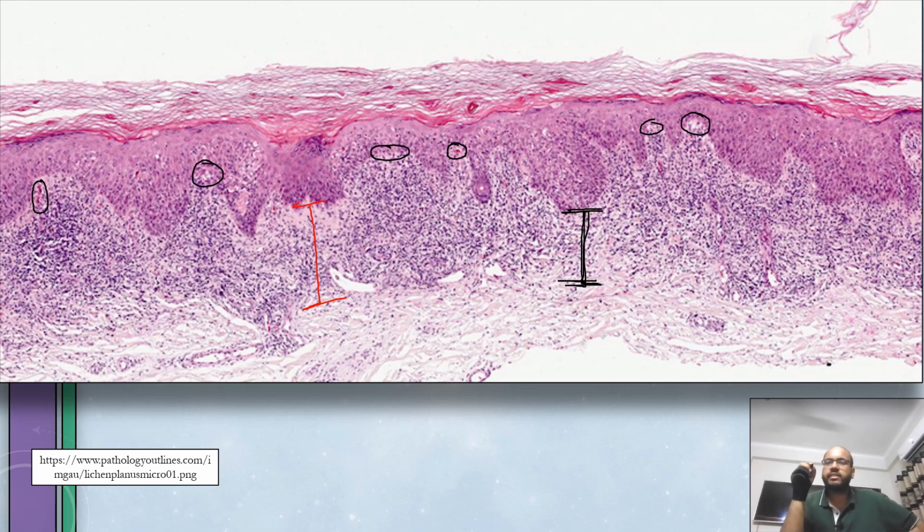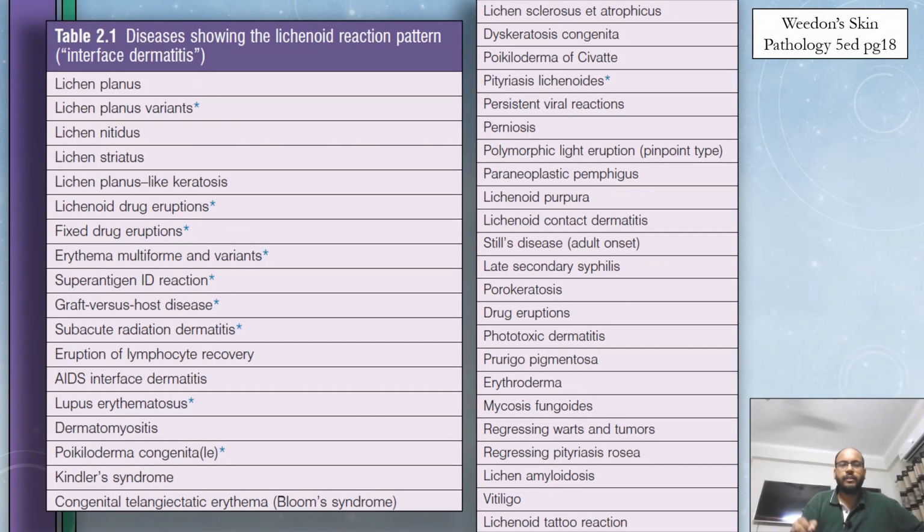So here, because the cells are getting destroyed, it is leading to formation of civet bodies. Okay. Let's zoom out again. So this is a table that I have taken from Weedon's Skin Pathology, 5th edition. It's there on page 18, and it highlights different dermatoses that show a lichenoid reaction pattern on a biopsy.